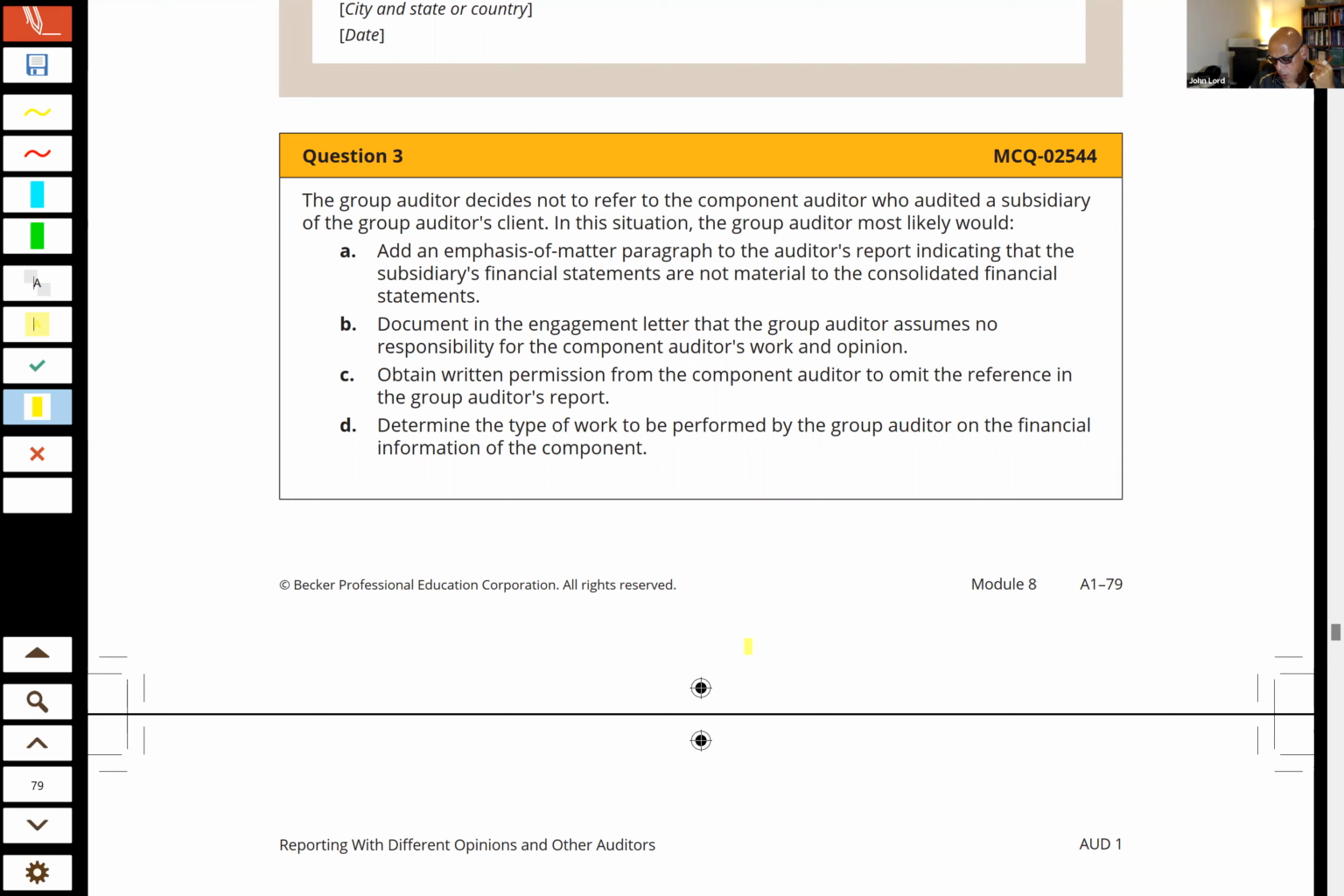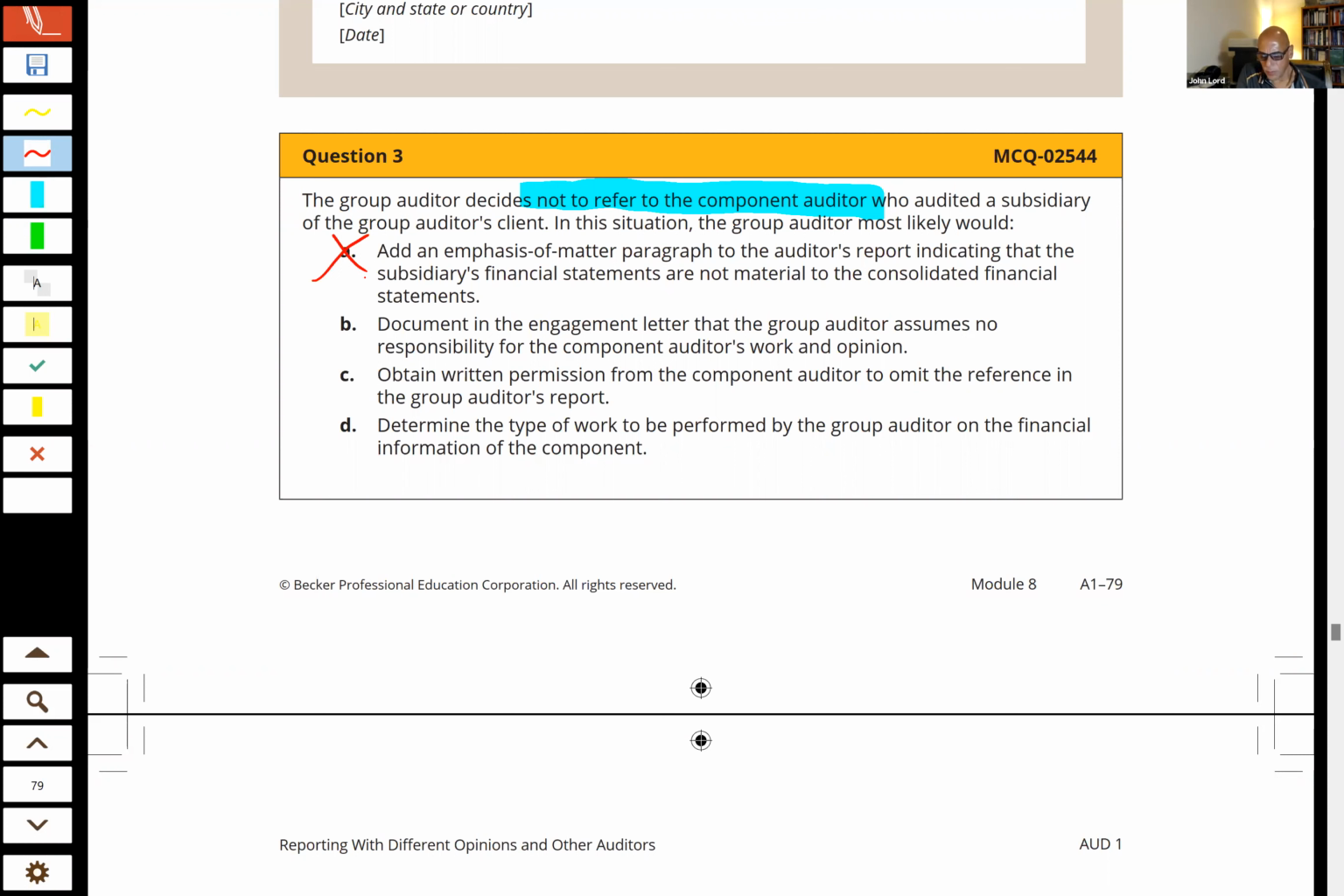Now you come over and take a look, and they tell us that we decide not to refer to the component auditor. If we don't refer to the component auditor, do we mention them at all in the report? No. If you don't refer, you don't mention them. So just with that understanding, would we add an emphasis of matter paragraph? No, we don't mention them. You just write the standard report if you don't mention them. Assuming it was unmodified, unqualified, you write the standard report.